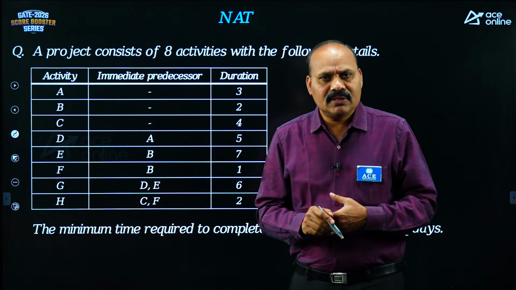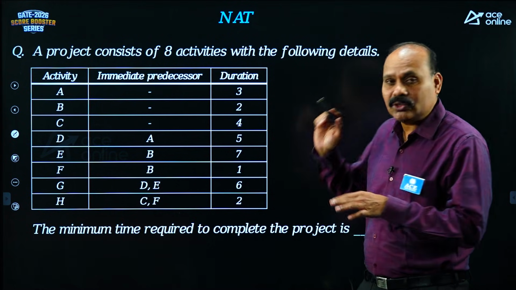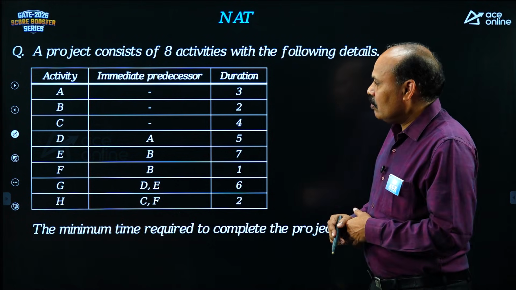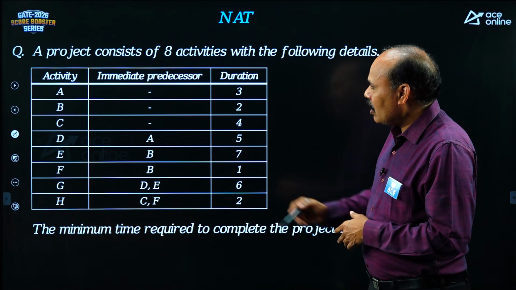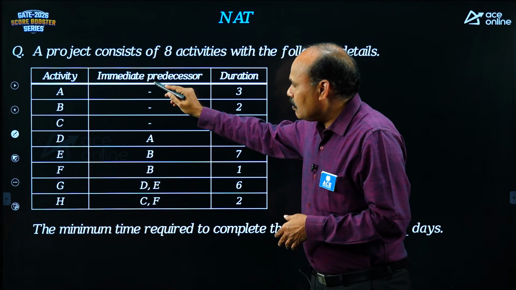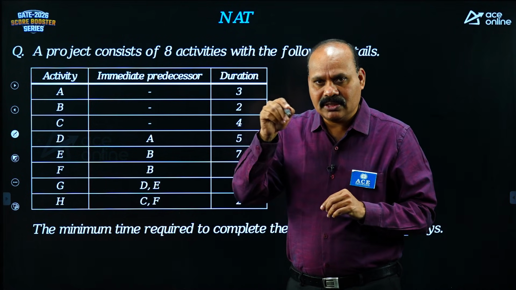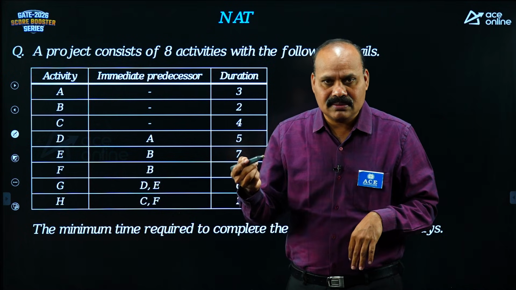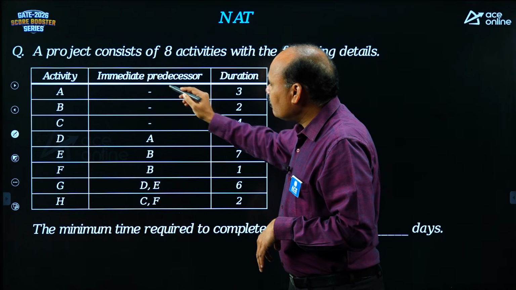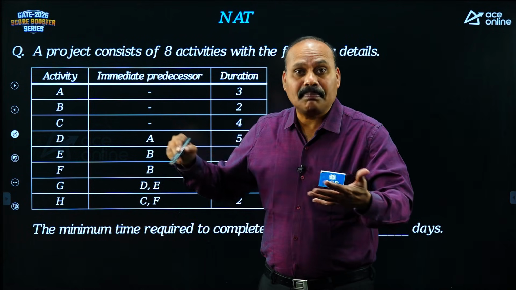Let us begin with this particular question. Generally, in the exam paper you can find this kind of questions only. What is given? Activity and immediate predecessor. Sometimes this heading could be mentioned as depends on, or precedence. So how to read this? What does immediate predecessor basically mean? A previous or preceding activity.